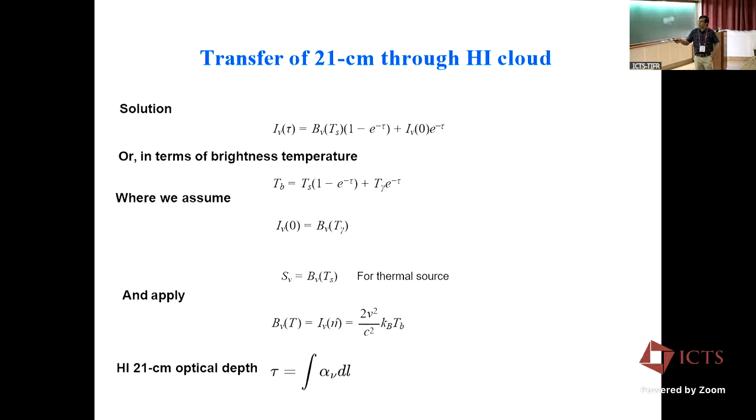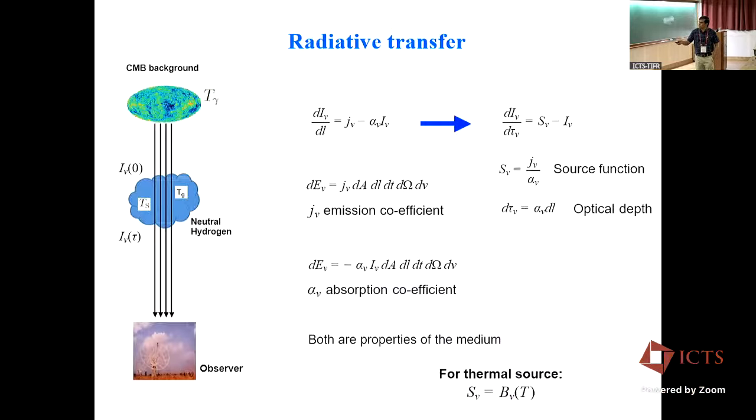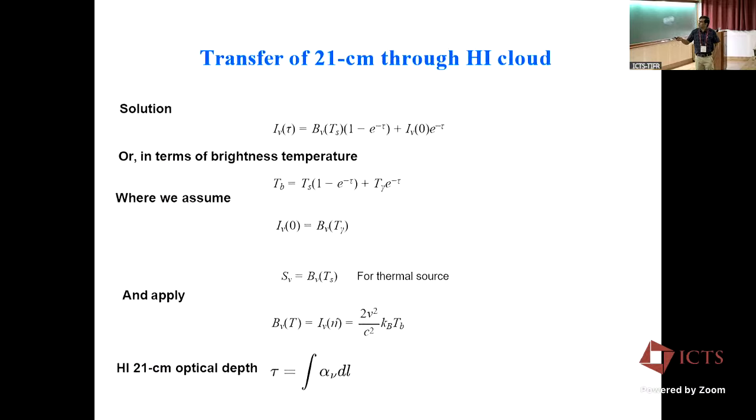T_B, the brightness temperature that the observer will observe at this location, will be this T_B, equal to T_S into 1 minus e to the power minus tau, plus the background term. Now, if tau is 0, that means there is no absorption, then this term will be 0 and it is simply T gamma. So if there is no absorption, T_B will be simply T gamma, right?